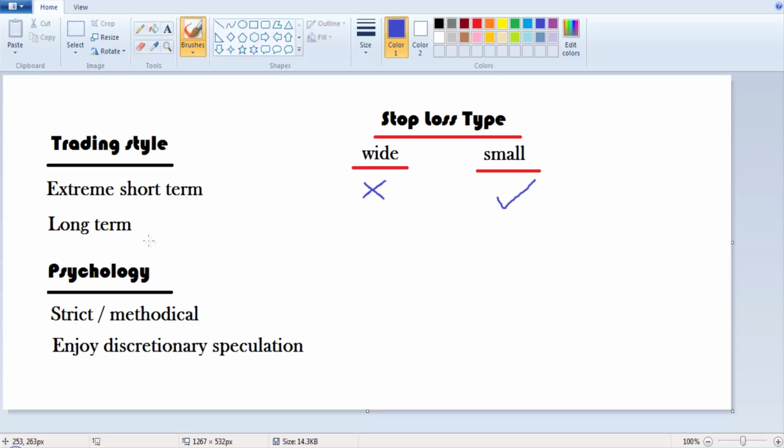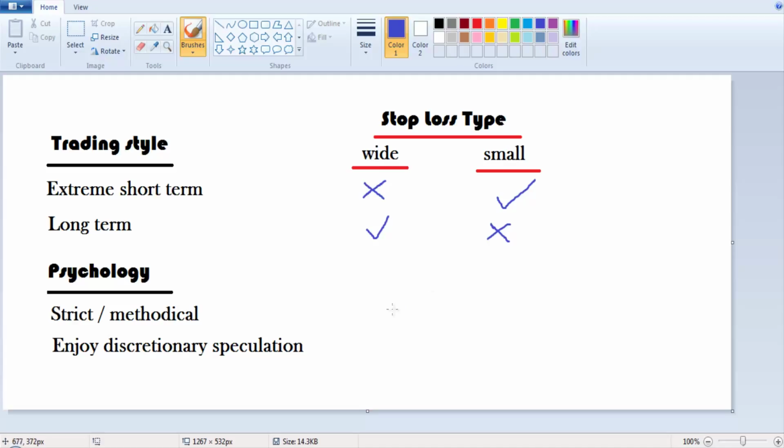So if you've got a long-term trading style, a wide stop loss, inherently you need one. And if you have a take profit of say 300 pips, and you want your trade to be going on for, I don't know, a week or 2 weeks, and you have a small stop loss of say 20-30 pips, well, it's going to get hit. Yeah, it's going to get hit quite often, and you're going to get frustrated. So this is all about matching your trading style to your psychology.